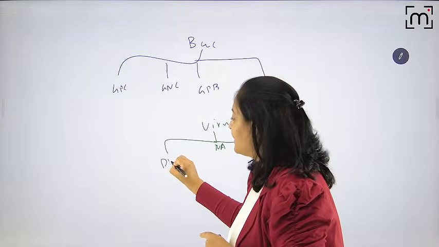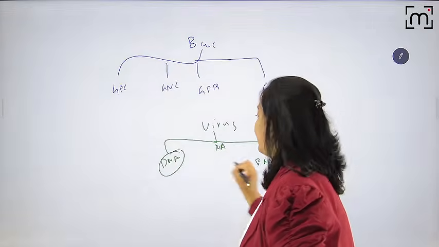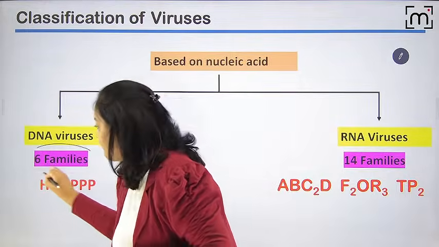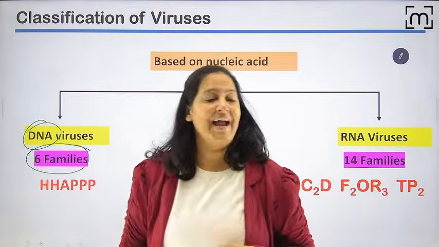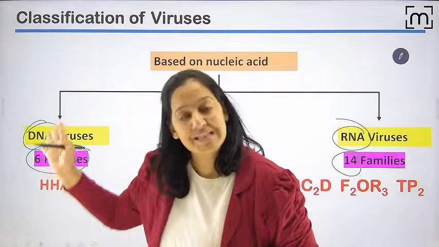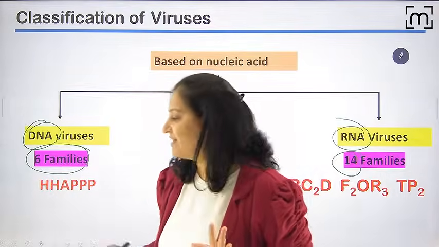DNA virus and RNA virus. This is the classification. The viruses which have DNA are DNA viruses. The viruses which have RNA as nucleic acid are RNA viruses. So there are 6 families of DNA virus and 14 families of RNA virus. First you learn that: 6 families, 14 families. A family contains multiple members, but you first learn the families.